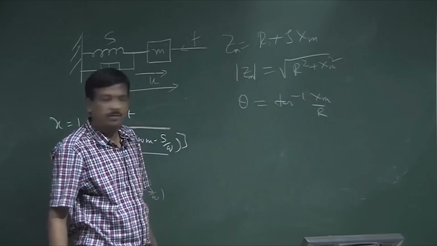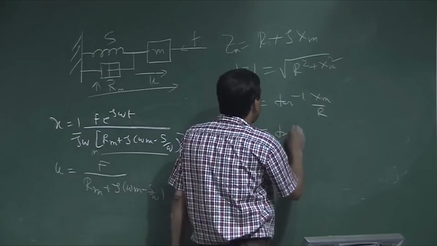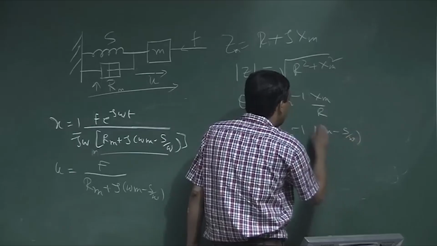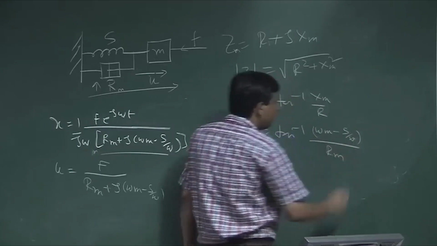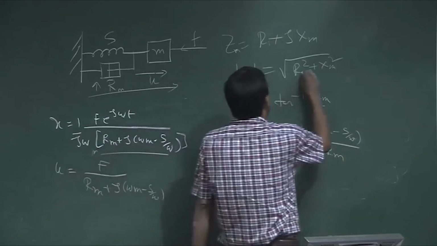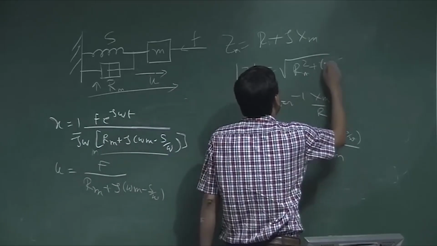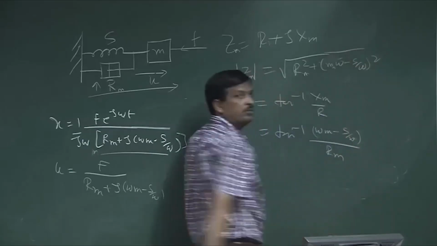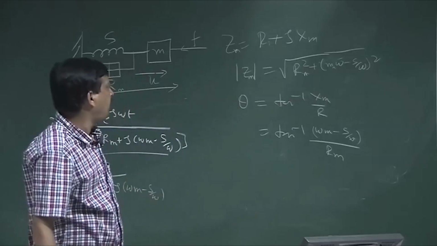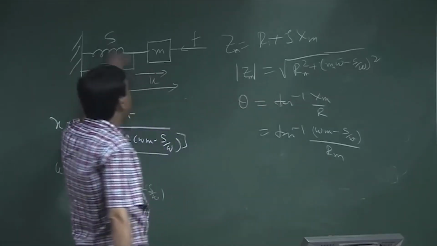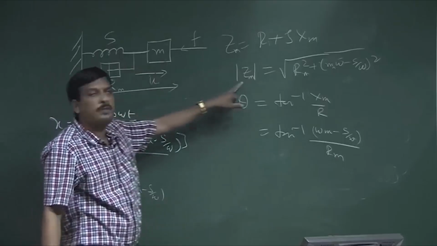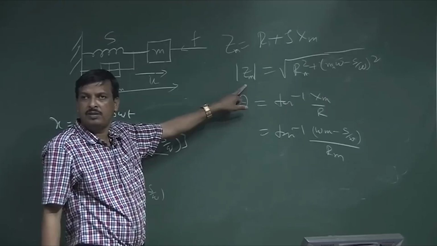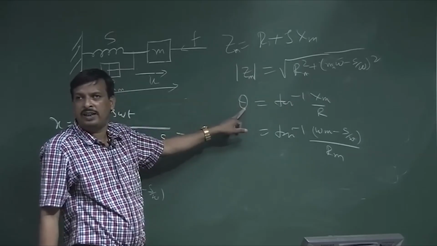R is nothing but Rm. So it is nothing but tan inverse of xm, which is omega m minus s by omega, divided by Rm, and the amplitude is the square root of Rm square plus (m omega minus s by omega) whole square. So if I know a mechanical system's Rm, S and M, I can find out the amplitude of the mechanical impedance. Again, I can find out the angle of the mechanical impedance.